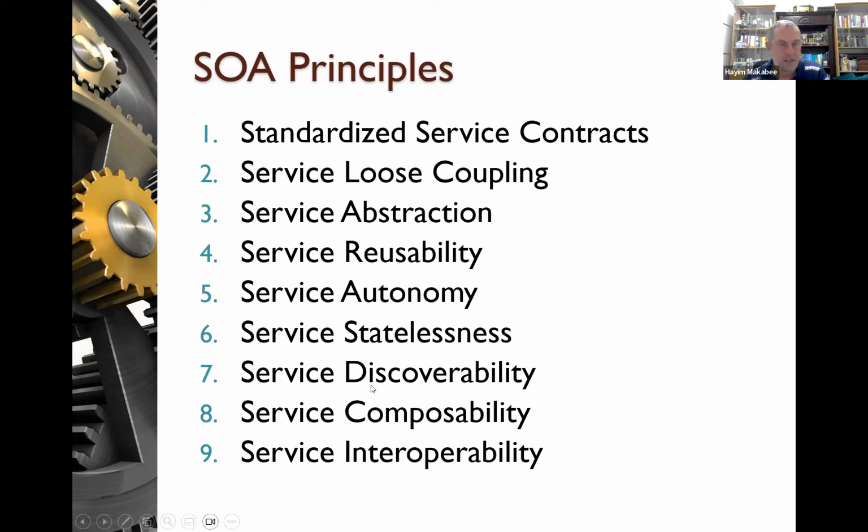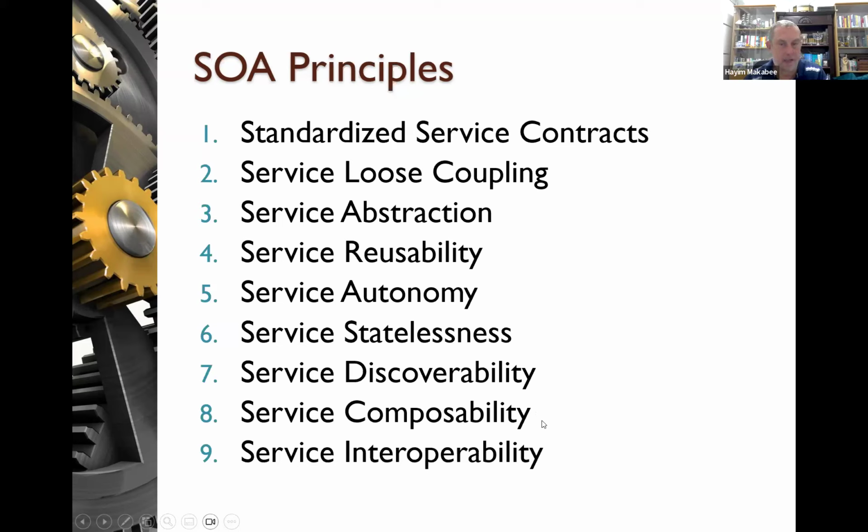Principle number 7, discoverability, that you can discover the service. That you need some API, you need some interface, you can discover which is the service providing this interface. Principle number 8 is about composability, that you can combine together these different services to create new applications. And the principle number 9, interoperability, they can operate together.